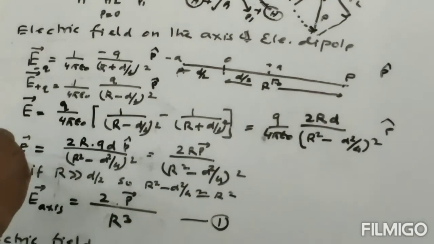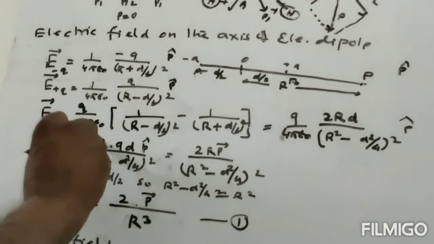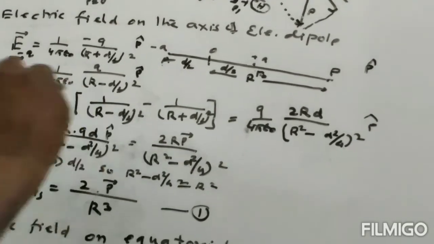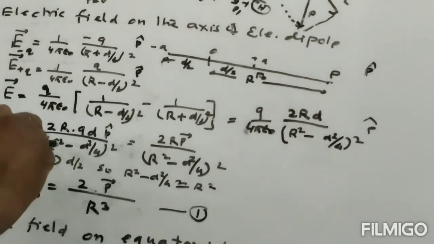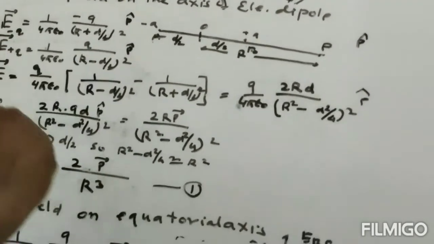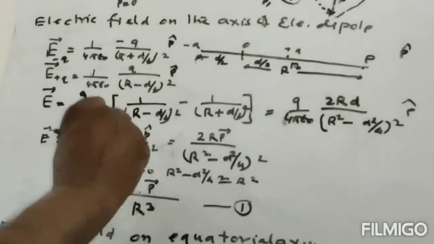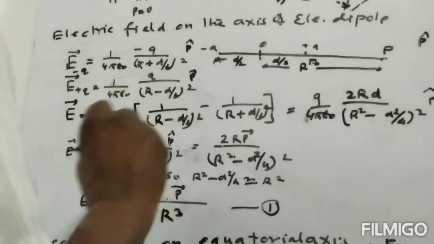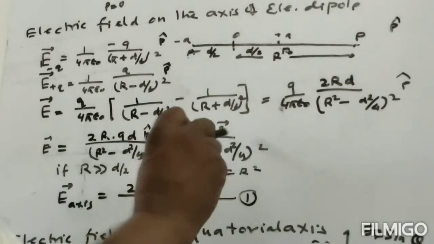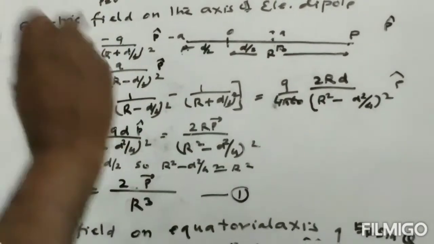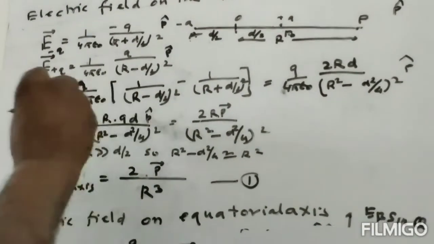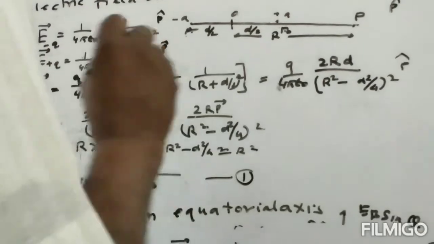So E vector will be equal to twice R into Q into D into P unit vector divided by (R square minus D square by 4) whole square. So this will be equal to twice R into P vector divided by (R square minus D square by 4) whole square, since Q into D into P unit vector is dipole moment P vector.